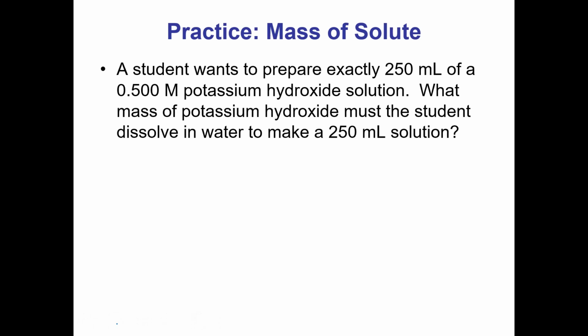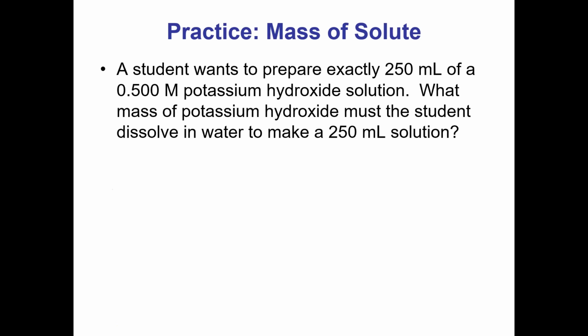Now, let's take a different type of problem. A student wants to prepare exactly 250 milliliters of 0.500 molar potassium hydroxide solution. And we need to know what mass of potassium hydroxide the student needs to dissolve in water in order to make a 250 milliliter solution. So this time we already have the molarity, and we need to find out how many grams of potassium hydroxide we need to start with.